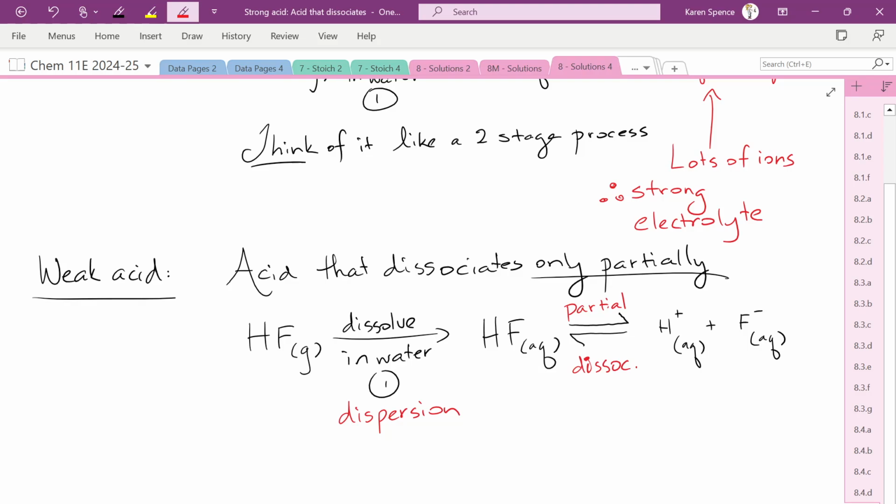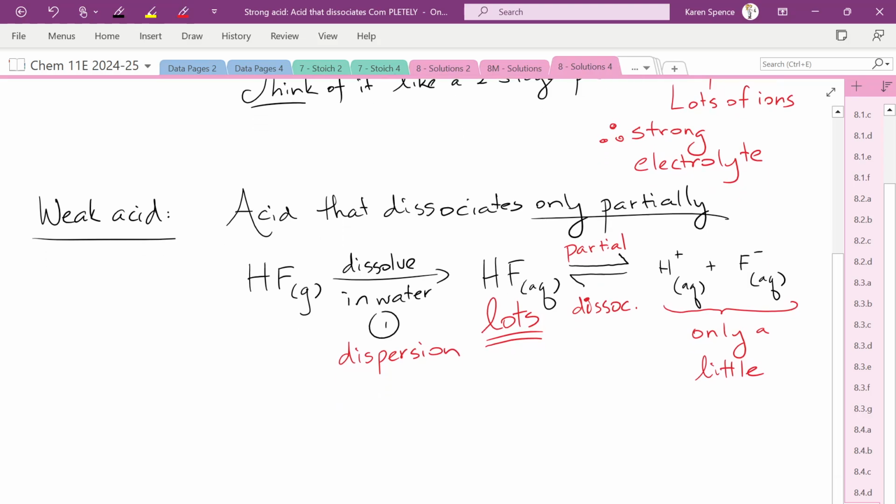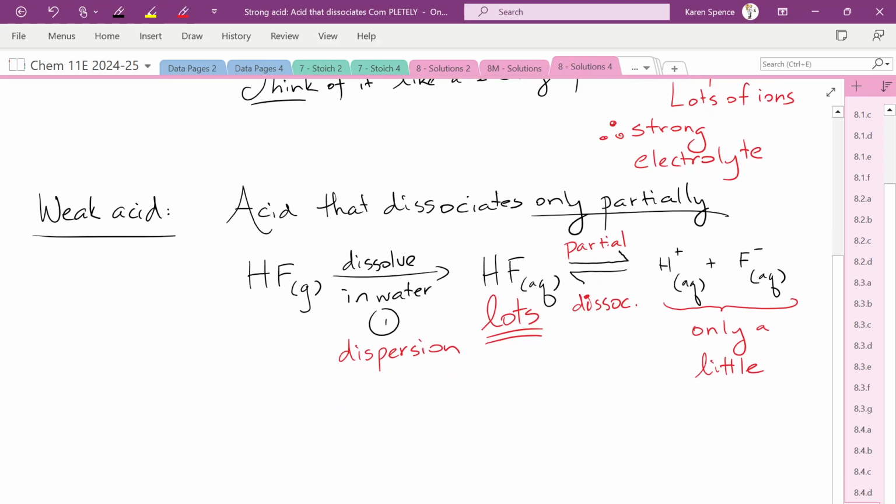Which side do we have more of, the HF together or the H and F separate? HF together. There's lots of this. And we have only a little of those guys. And if we have only a little, what can we say about it in terms of being an electrolyte? It is a weak electrolyte.